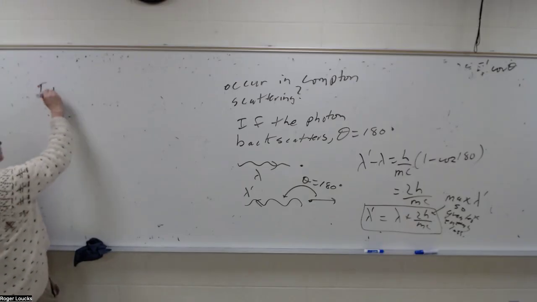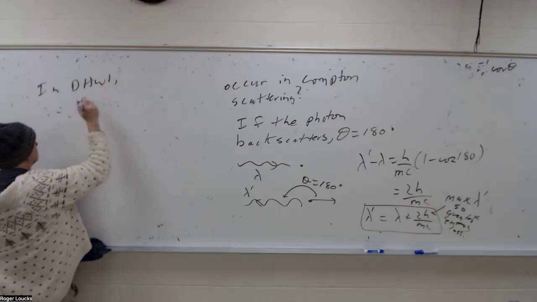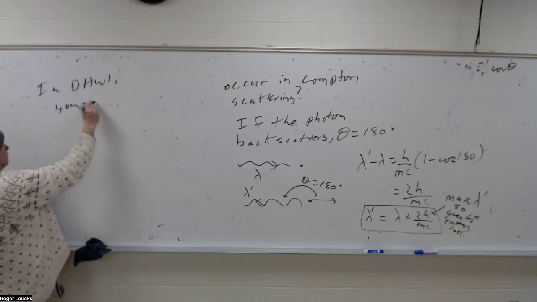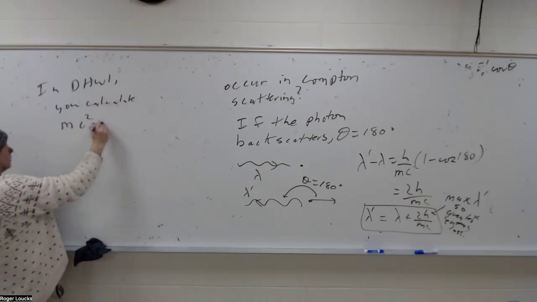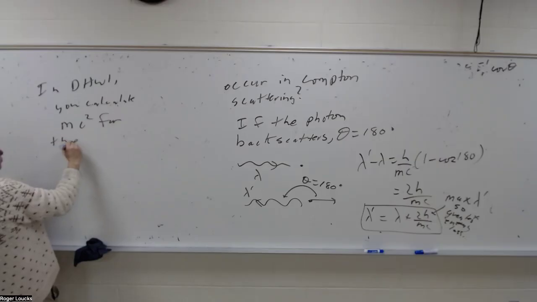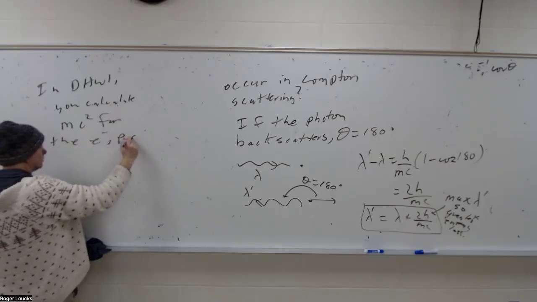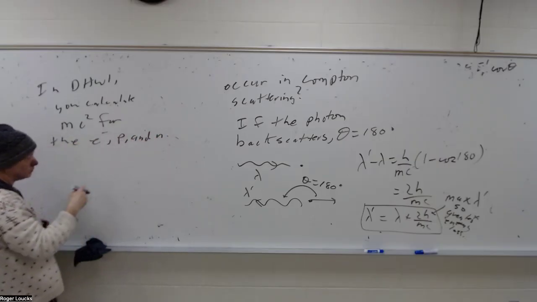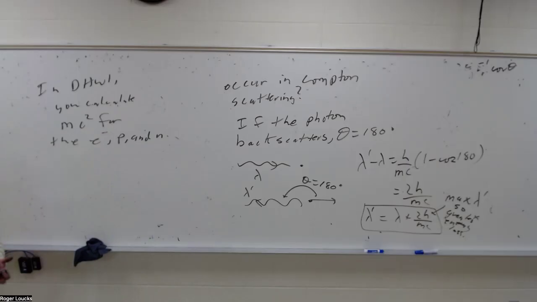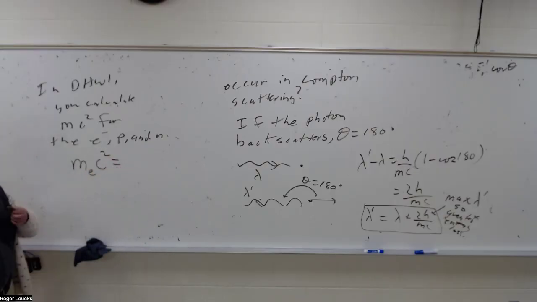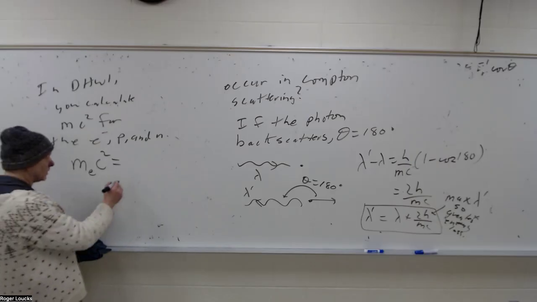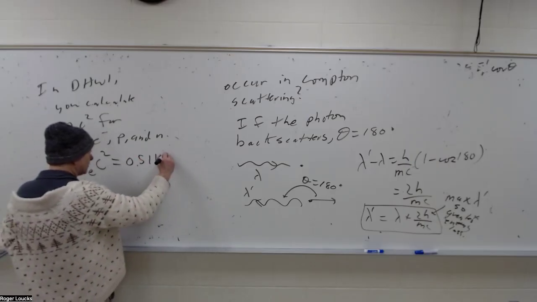So in daily homework 1, you calculated mc squared for the electron, proton, and neutron. These are going to occur all the time. You might as well commit them to memory. What is this one in terms of MeV? This is 0.511 MeV.